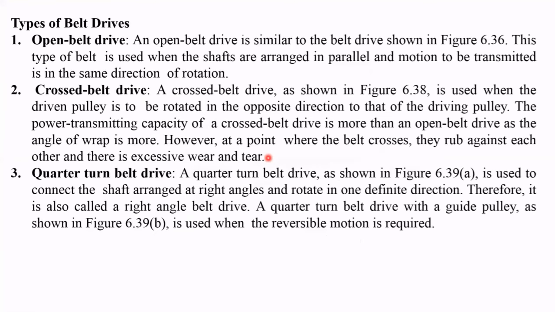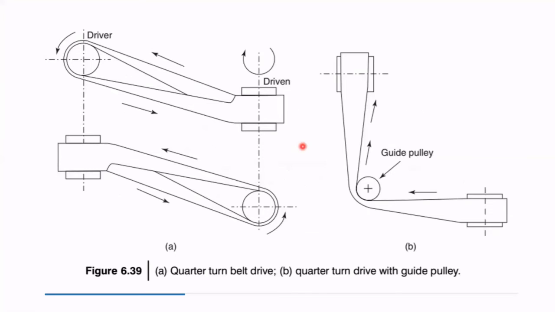This is also called a right angle belt drive. In the previous belt drives, the shafts are in parallel condition. But in the quarter turn belt drive, the shafts are in rectangular position, meaning they are not parallel. This is the axis of the shaft, and the second shaft is at right angle to the first shaft. The axes of the shafts are perpendicular, meaning not parallel. Then we connect these two shafts by using a quarter turn belt drive, also called a right angle belt drive.